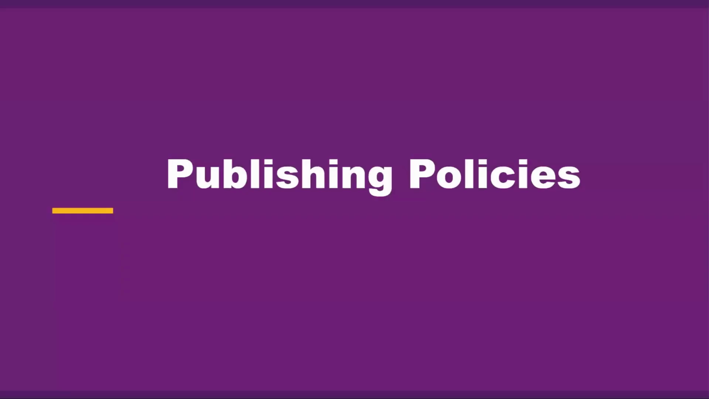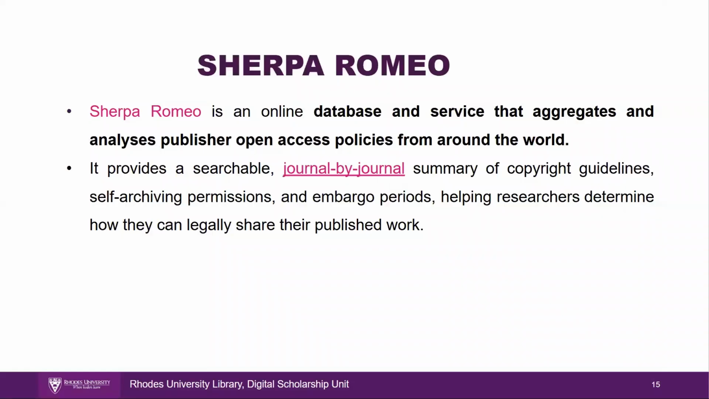Okay, next we will tackle publishing policies. So there is an online database called Sherpa Romeo, which aggregates and analyzes publisher open access policies across the world. It provides a searchable journal-by-journal summary of copyright guidelines, self-archiving permissions, and embargo periods, helping researchers determine how they can legally share their work. I will take you briefly through the database later on as we proceed with the presentation.